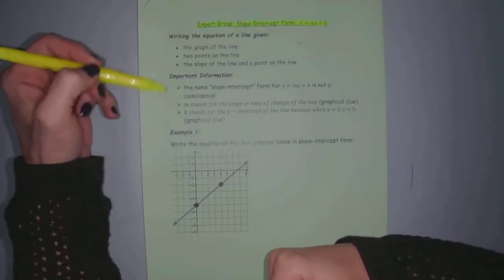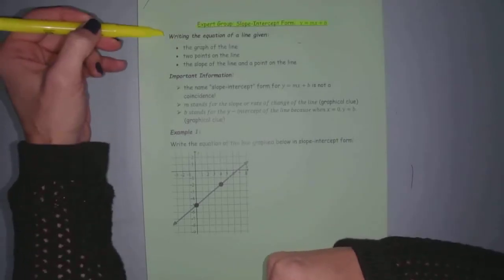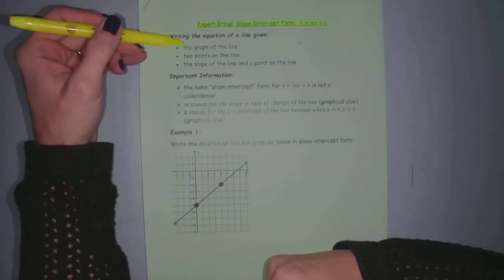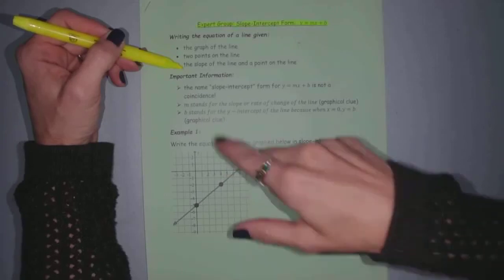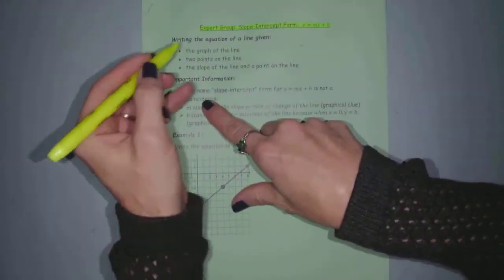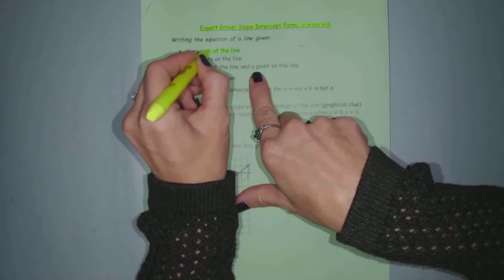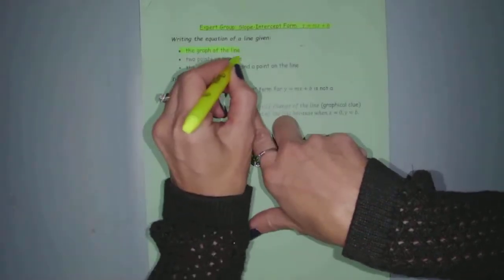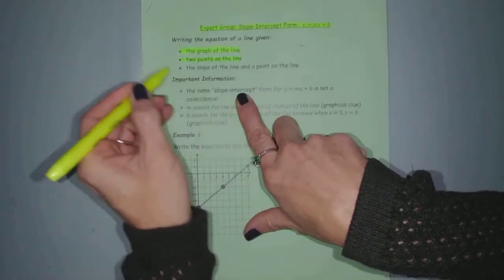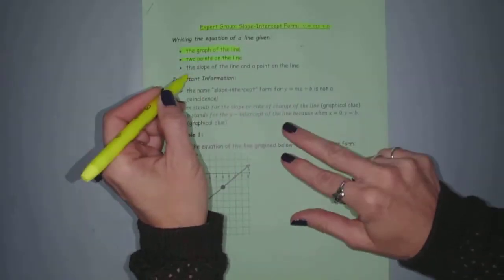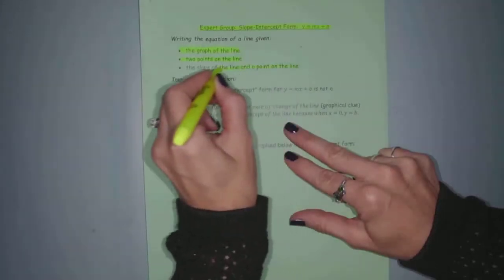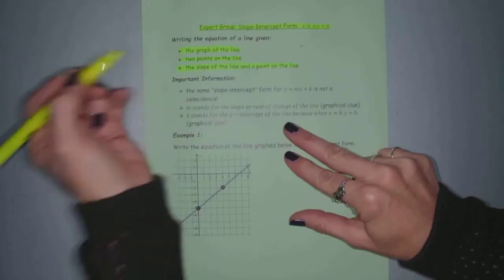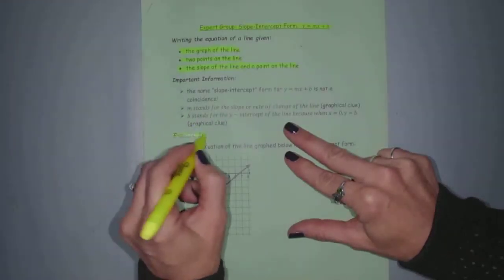So I gave a couple things here in the beginning to read. First, it says you're going to be writing the equation of a line given three different things about a graph or a line. So the first thing is you're going to write the equation of a line given the graph of the line. You're going to write the equation of a line given 2 points on the line. And finally, you're going to write the equation of a line given the slope of the line and a point on the line. So these three items are actually going to go with these three examples.